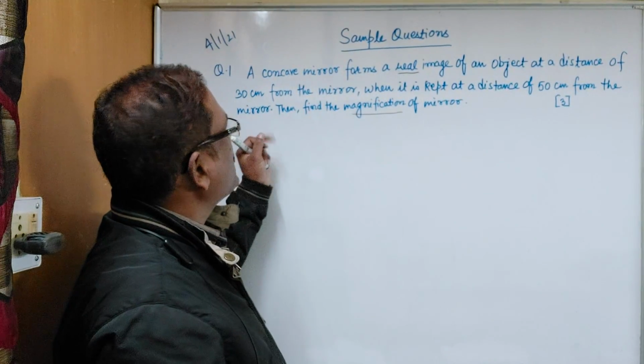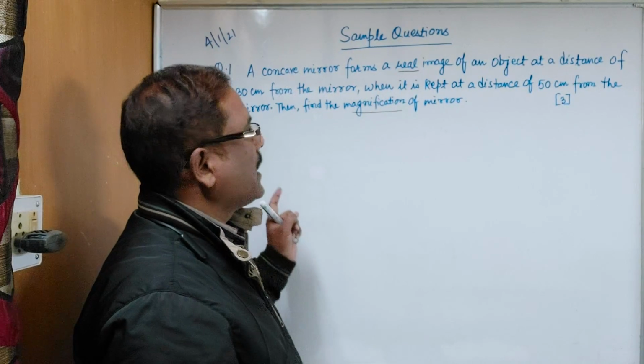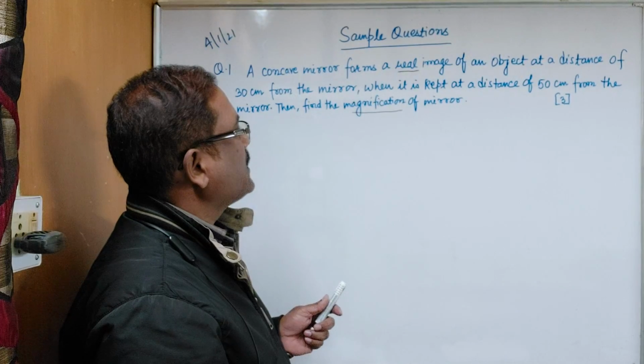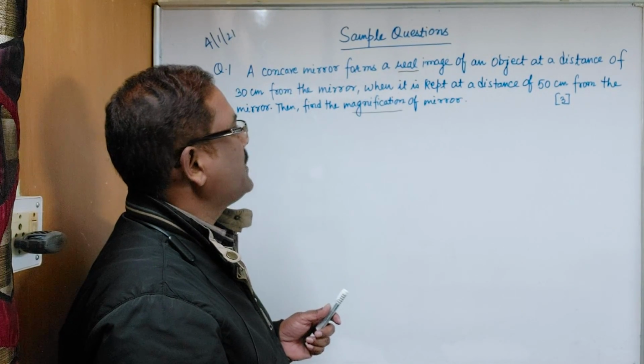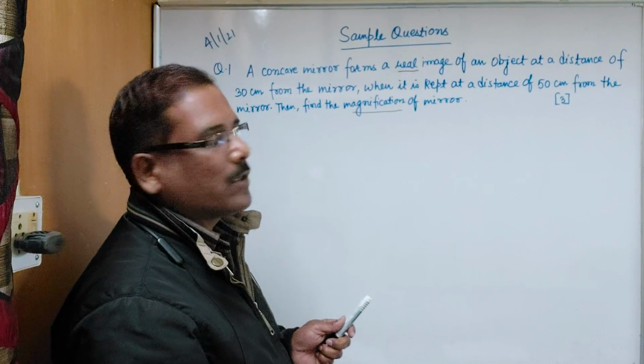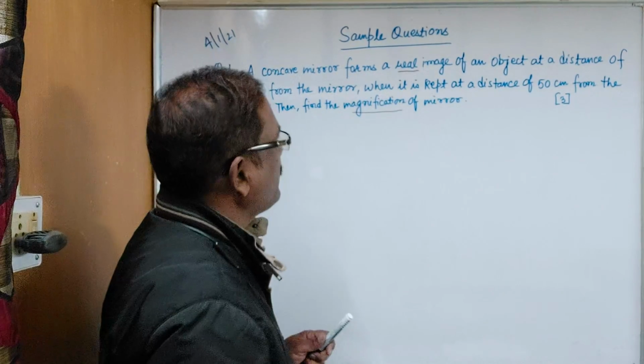So I have written this question. A concave mirror forms a real image of an object at a distance of 30 centimeter from the mirror when it is kept at a distance of 50 centimeter from the mirror. Then find the magnification of the mirror. Now read the question carefully.